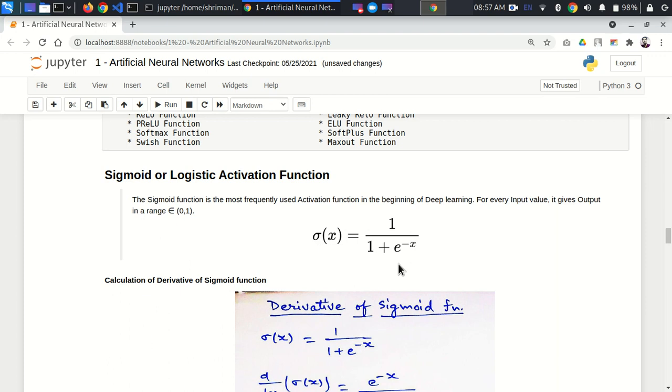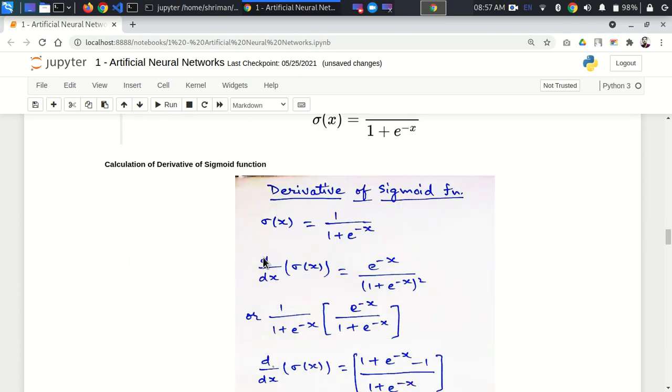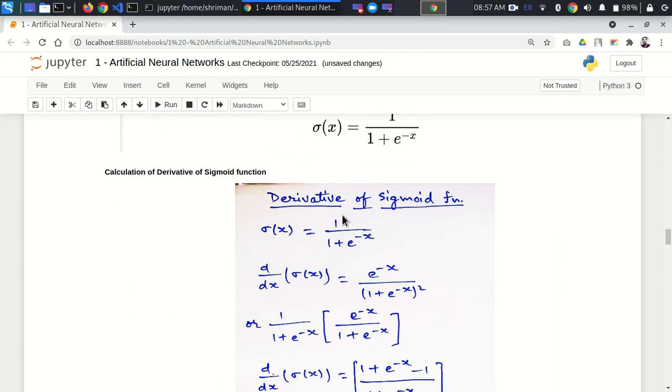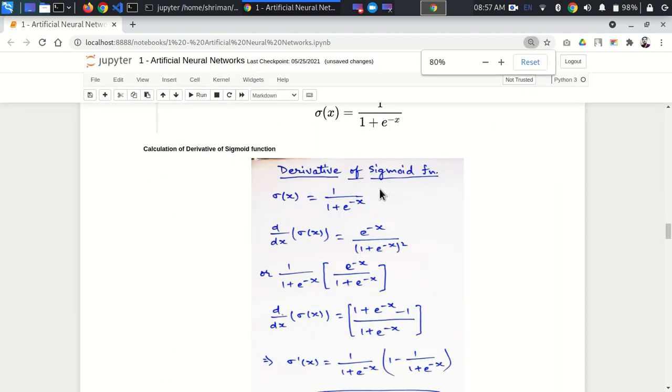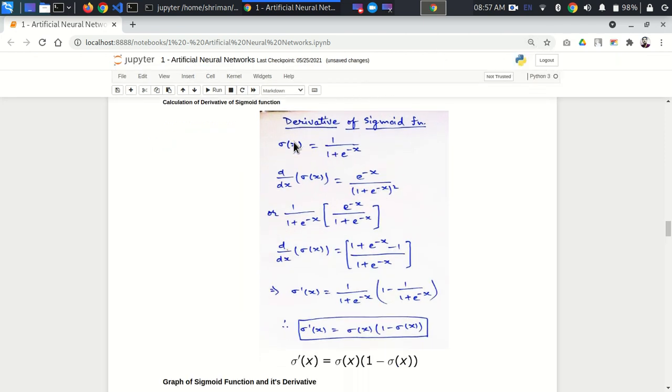It is always going to give you its output in the range 0 to 1. For negative data, it will give some value, maybe close to 0 or 1, but always in the range 0 to 1. Whenever we differentiate this function, this is a calculation in terms of the differential. So sigma x will be this one, then we differentiate both sides, d by dx of this one. Then here I will try to rationalize it, maybe, or not.